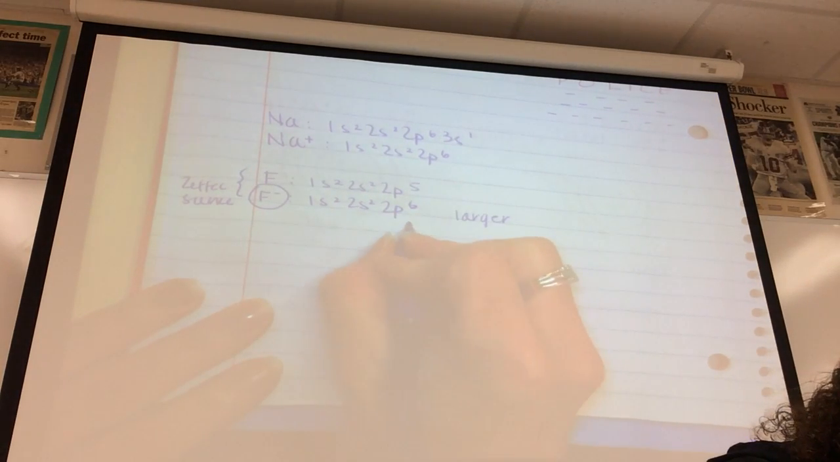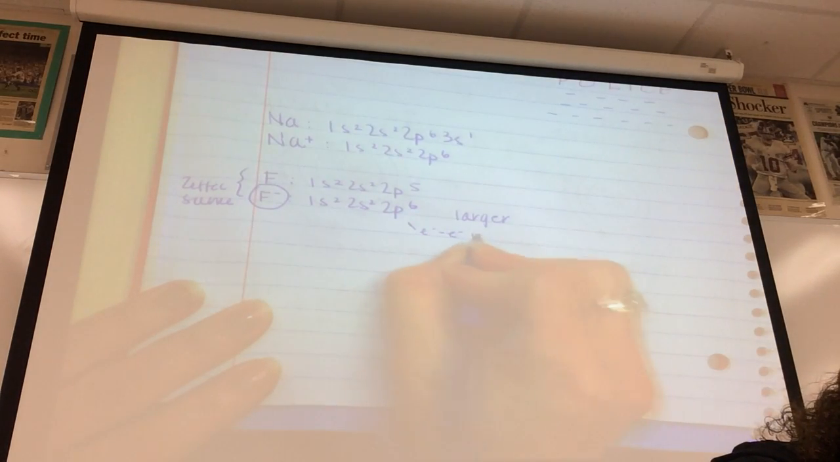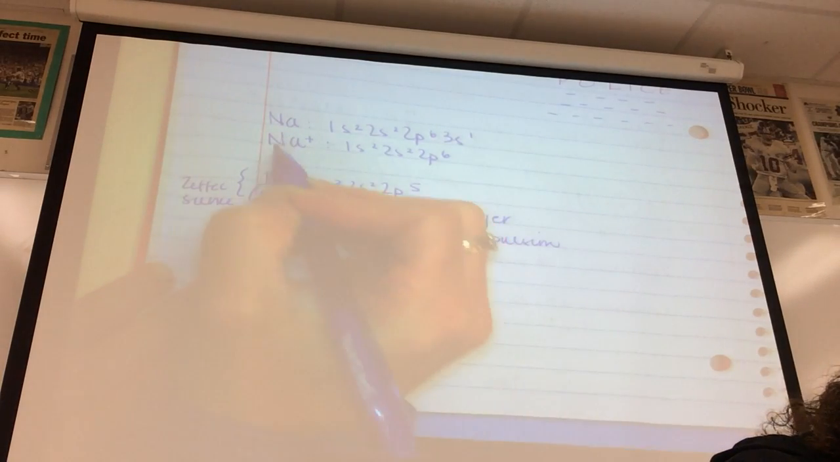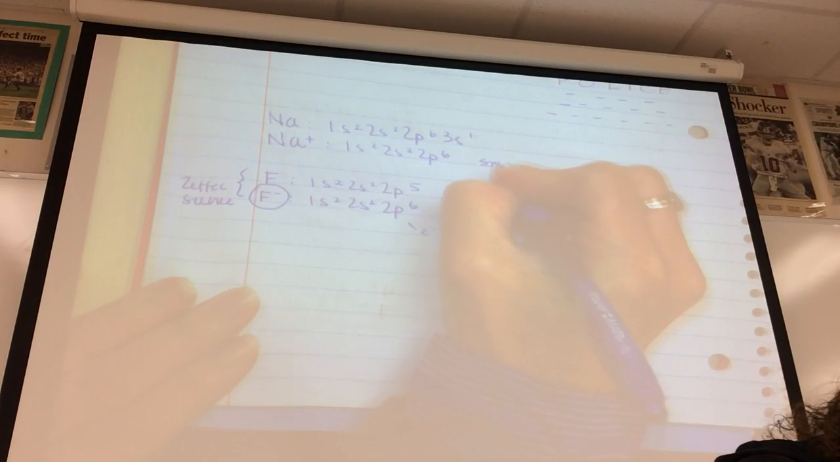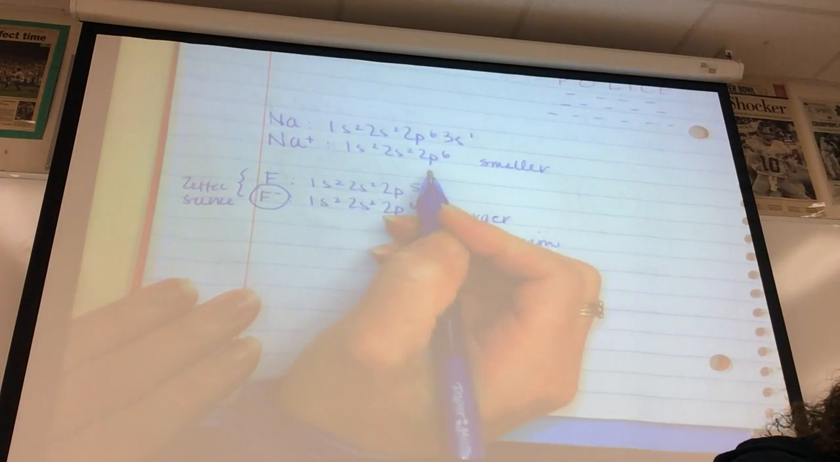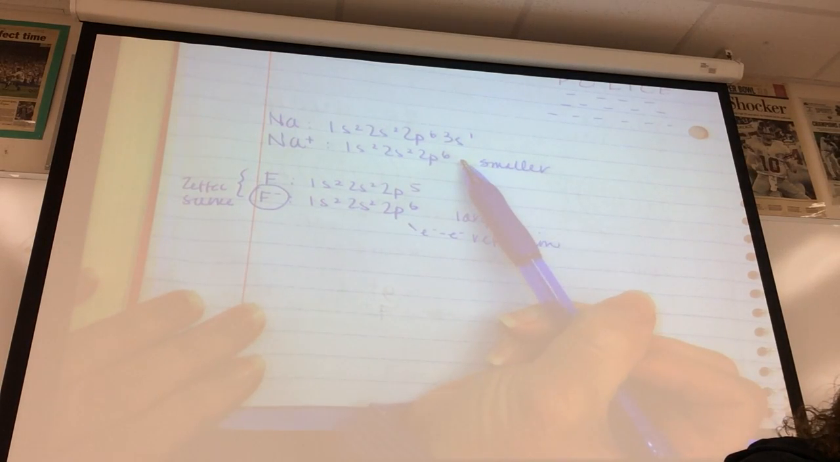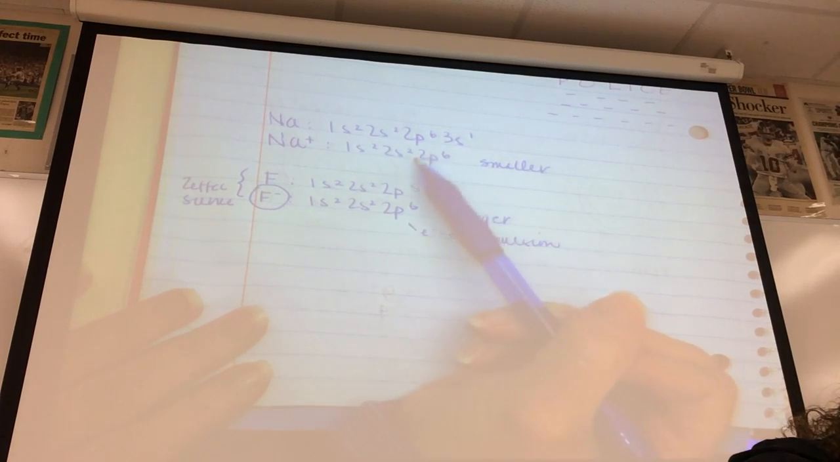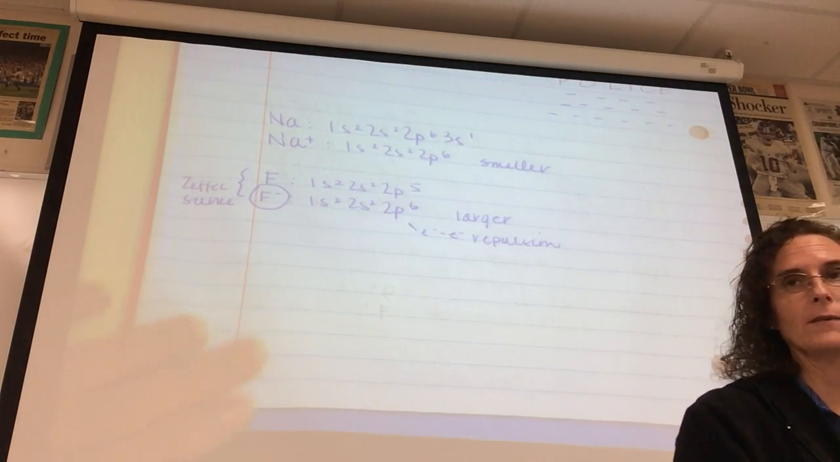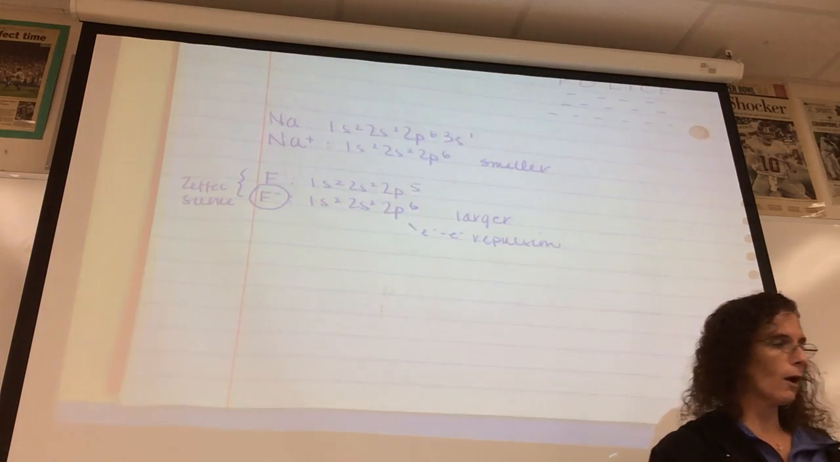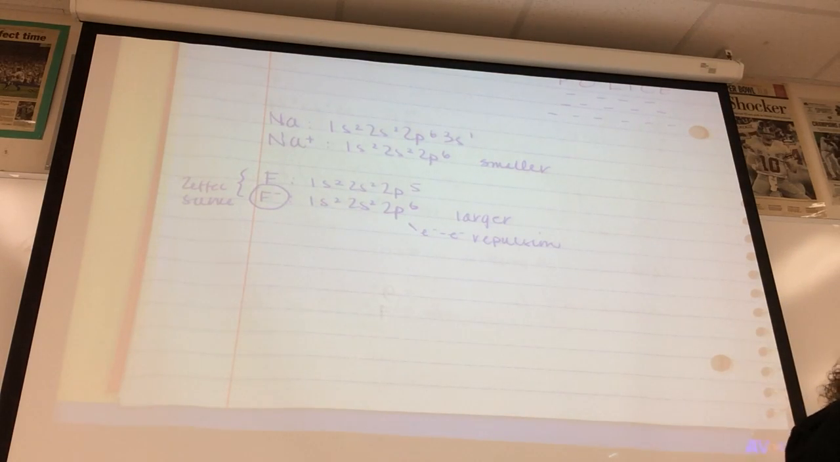And you introduce electron-electron repulsion, and this is written in your notes. Whereas a cation will always be smaller than its corresponding element because it's lost the electron or electrons from the outermost shell, and as a result, the radius will be smaller because you don't have electrons distanced as far from the nucleus.